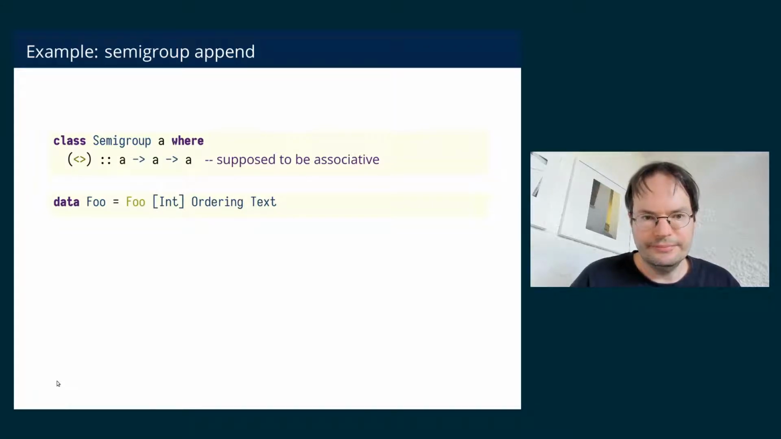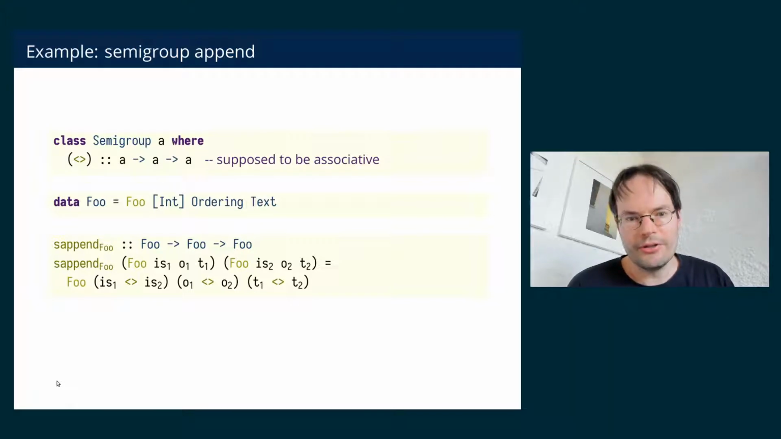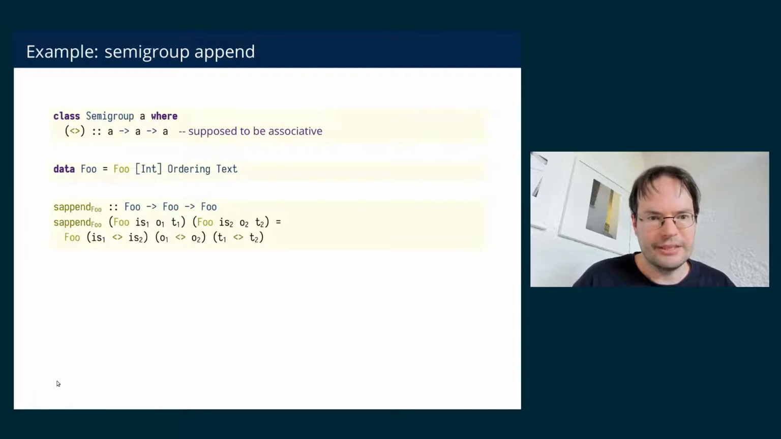And if we want to define a semigroup instance for Foo itself, there is an easy way to do that, namely by defining the diamond operator to be equal to this sappendFoo function that I'm defining here, which basically just applies the already existing semigroup append operation on the three components pointwise.